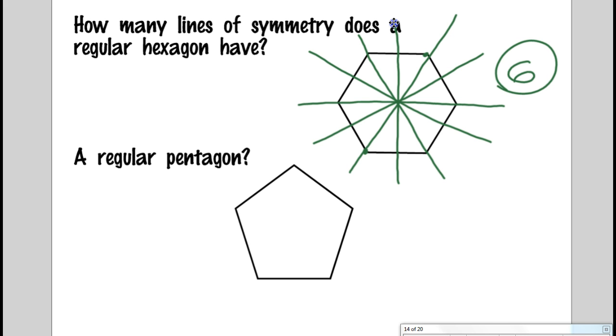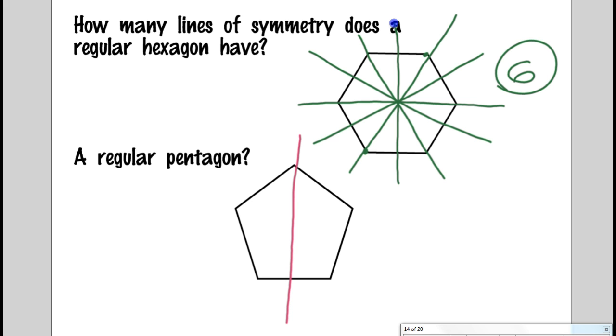Now, a hexagon has an even number of sides. What's going to happen if we try one with an odd number of sides? I can't draw side to side, right? Is that a line of symmetry? You can only do one. If I flipped this over, would it map? No. So, does it have any lines of symmetry? It has just one. We don't need to flip it.